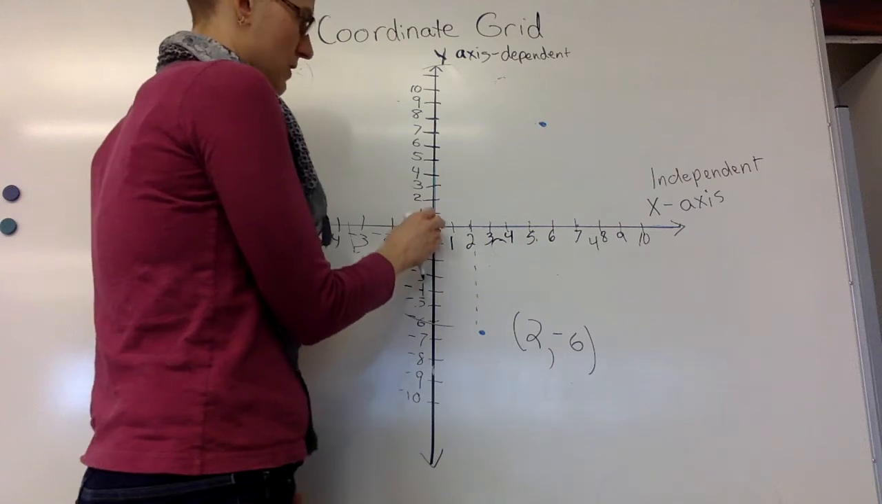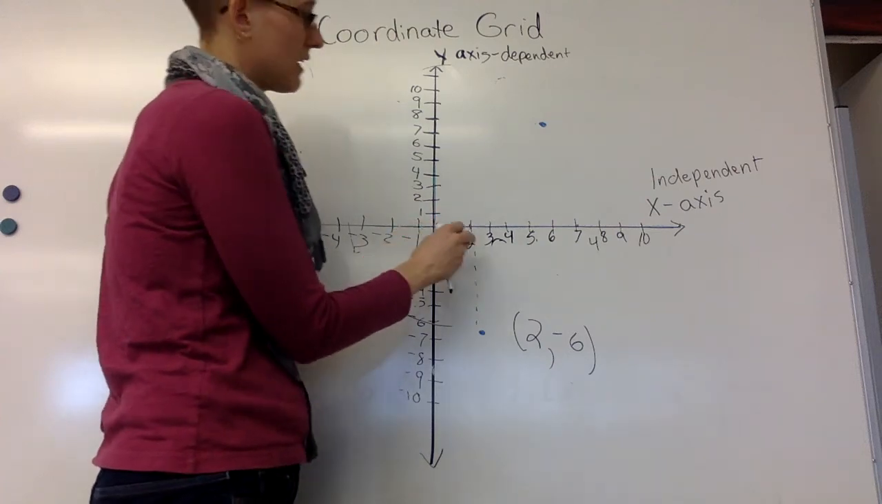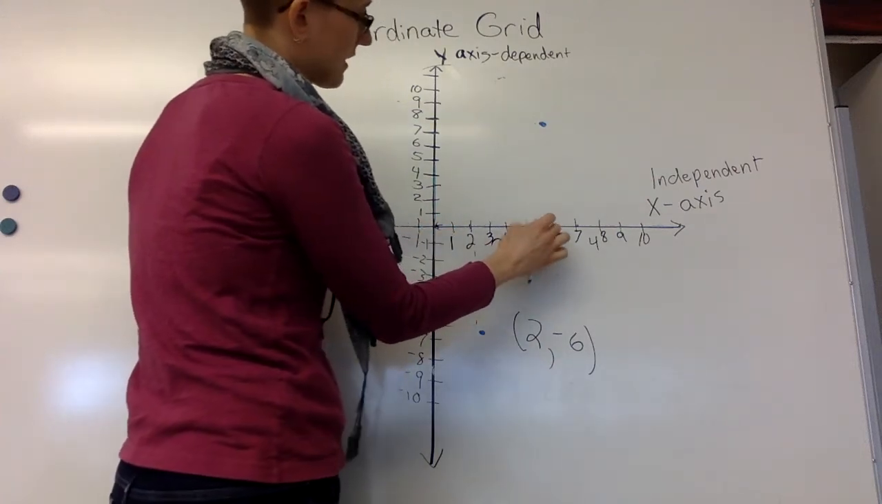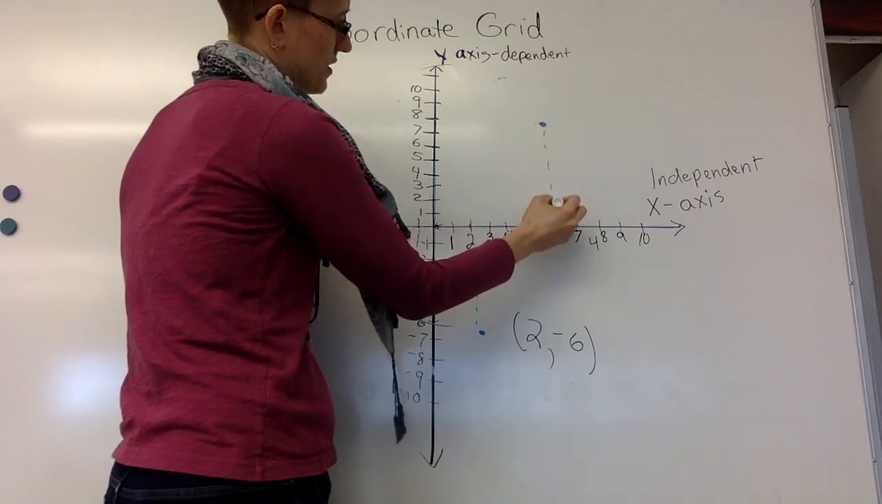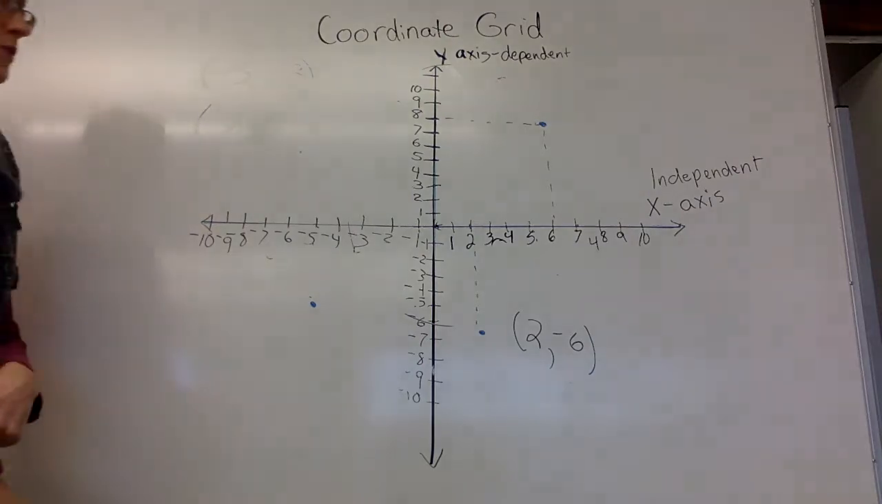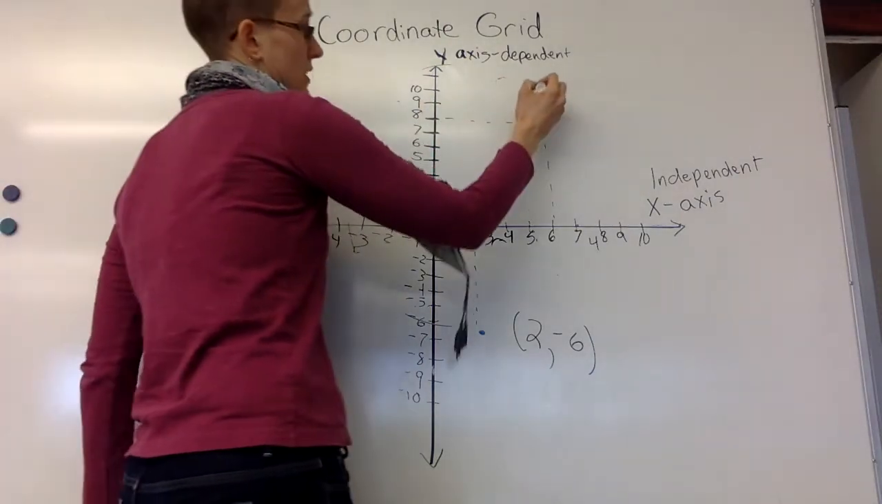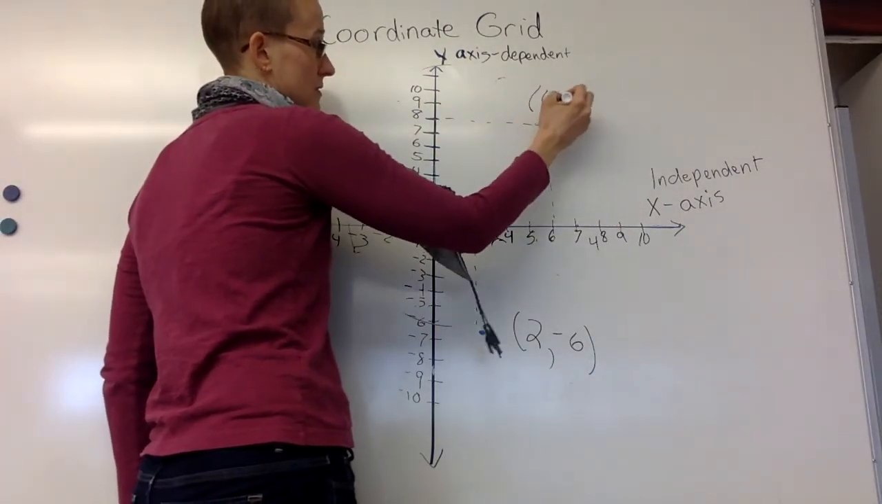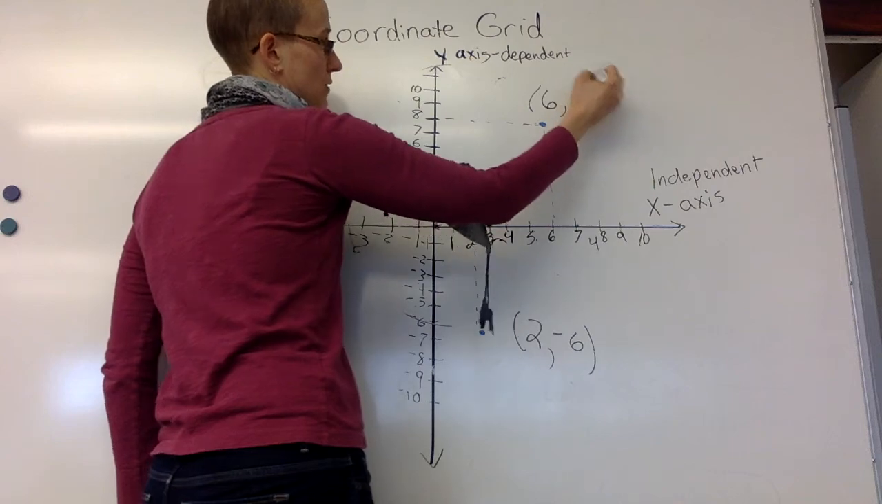Let's look over here. So here I have a point that if I go over to the 6, it's straight up, and if I go to 8, it's straight over. So this point I would name with the x value of 6 and the y value of 8.